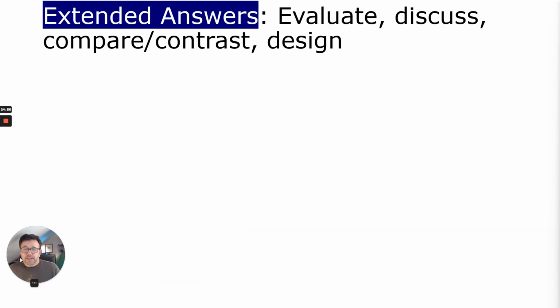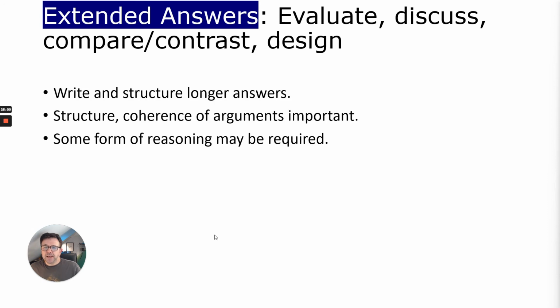So on to extended answers. So evaluate, discuss, compare, contrast and design. So this is writing and structuring longer answers. They've got to be coherent, got to have structure to them. Coherence of arguments are important. Some form of reasoning may be required.